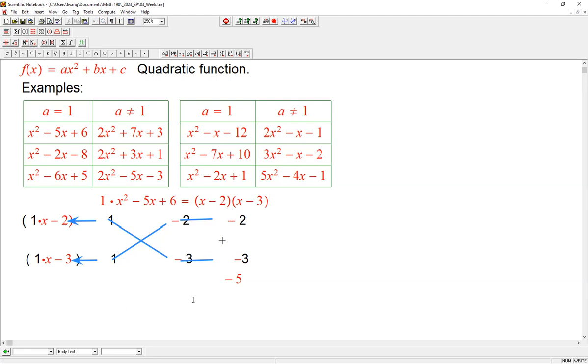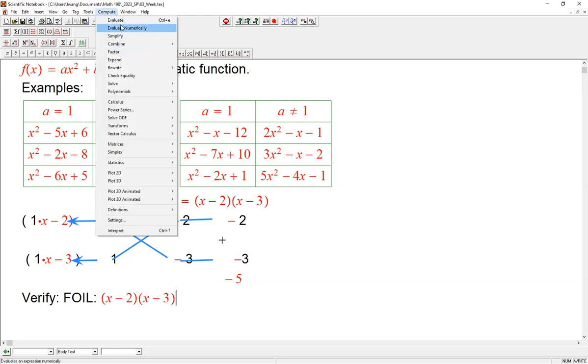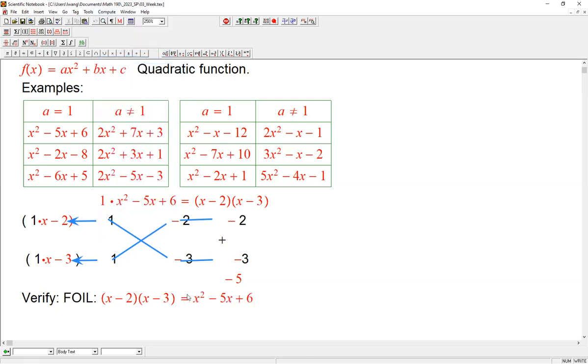You can always check, you can always verify whether you got the right factors, right? All you have to do is just FOIL it. If you get exactly what was given to you before the factoring, then you got it right, so we found the factors.